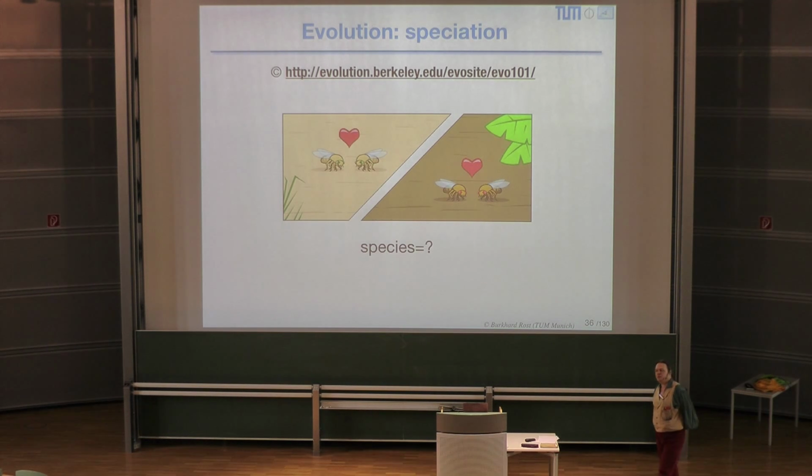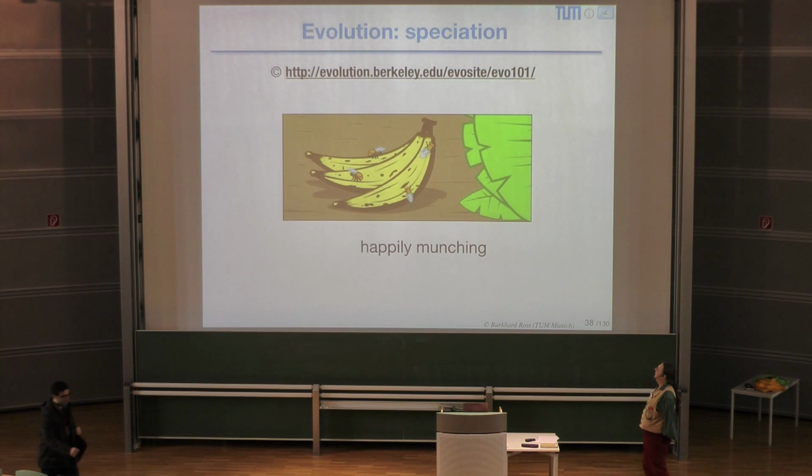Now, how do you believe species are defined? Sort of, in principle, this picture gives it away. When they can produce. Exactly, they can reproduce, they can mate. That's the definition of species, precisely, the biology definition of species.